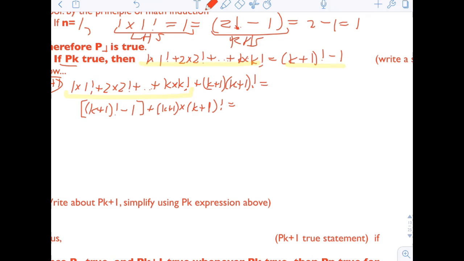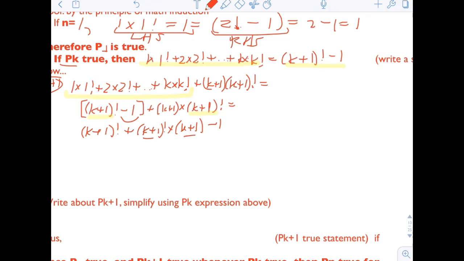And we're going to see what we're going to do with that. So now I have a k plus 1 factorial here, and I have a k plus 1 factorial here. What if I rearrange them so that they're together, and then I put the minus 1 at the very end? Then I would have k plus 1 factorial plus k plus 1 factorial times k plus 1. See what I did there? I just put the -1 at the end, and I reversed the order of these two, okay?